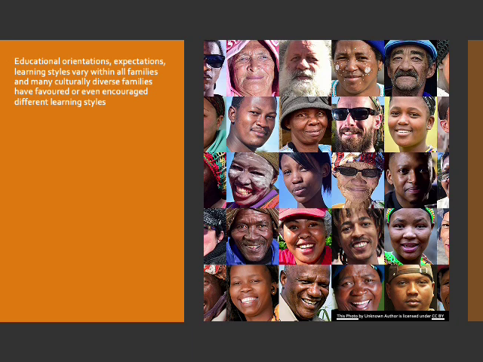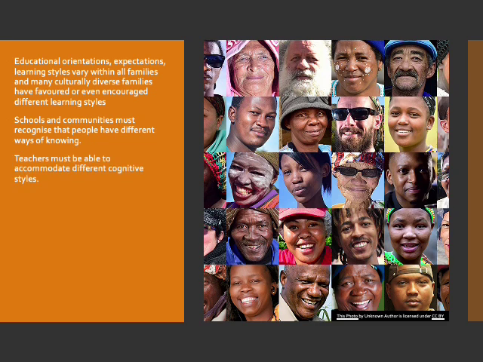So we want to make sure that we are really allowing it to happen, and that we recognize and celebrate that people have different ways of knowing, being, and so on. And that could also include different cognitive styles. It could also make sure that we are supporting them with different languages and different language backgrounds.